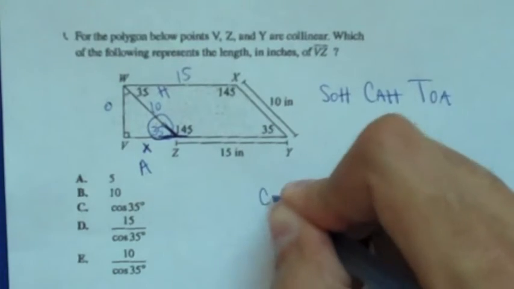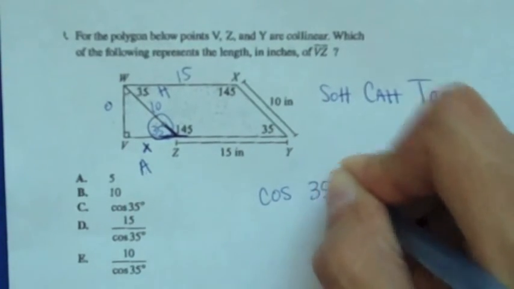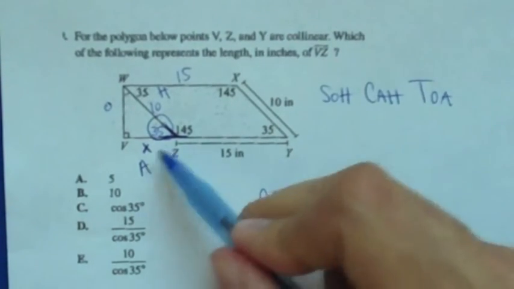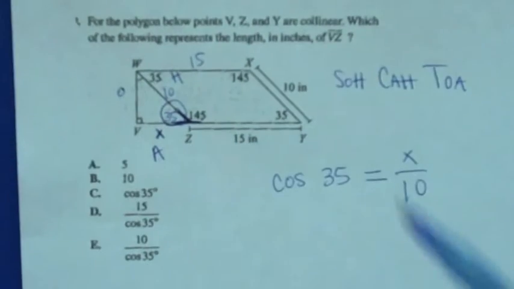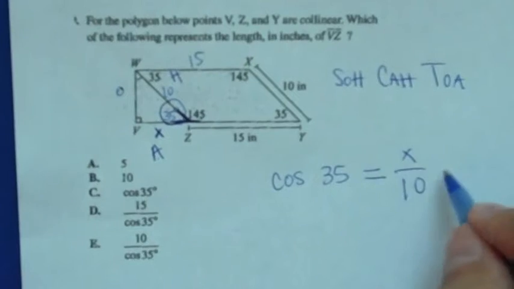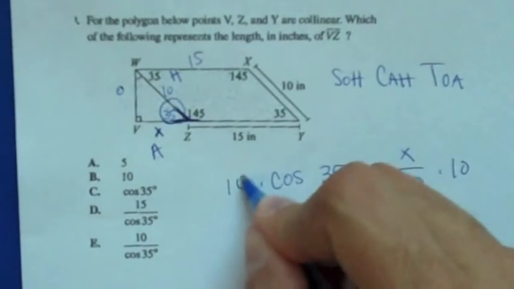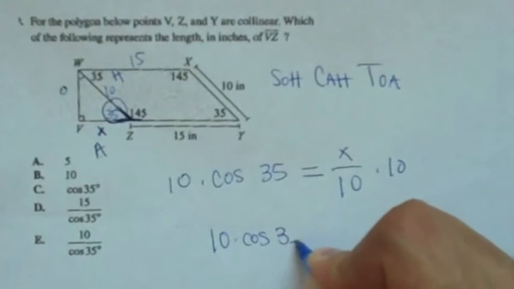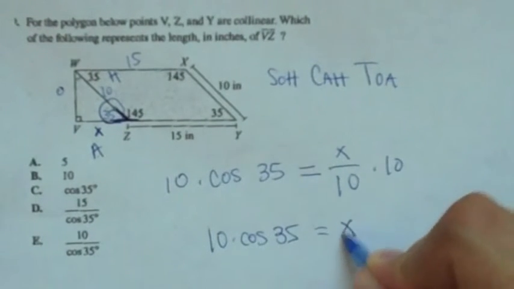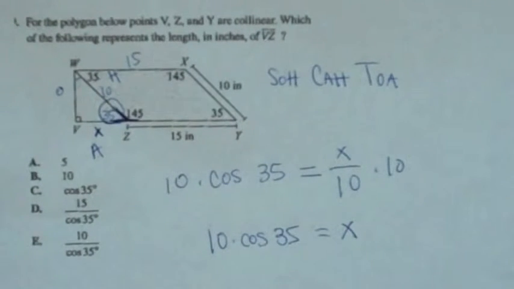So I'm going to do cosine of my angle, cosine 35, equals A over H, so x over 10. And they want just x by itself. I'm going to multiply both sides by 10. You don't even have to get it as a decimal. It's just going to be 10 times cosine of 35, which should match choice C on your answers.